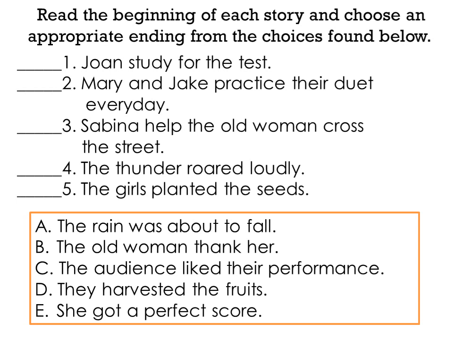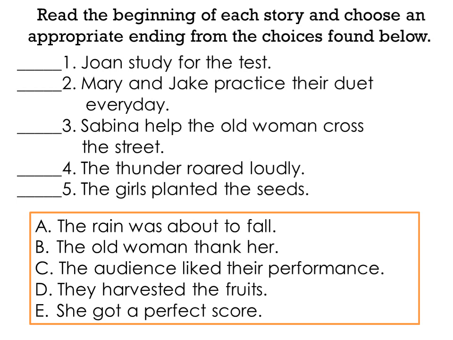Number 1. Dina studied for the test. What could be the ending? Is it A, the rain was about to fall? B, the old woman thanked her? Letter C, the audience liked their performance? Letter D, they harvested the fruits? Or E, she got a perfect score? A, B, C, D, or E. Number 2. Mary and Jake practice their duet every day. So what could be the ending? Letter A, the rain was about to fall.